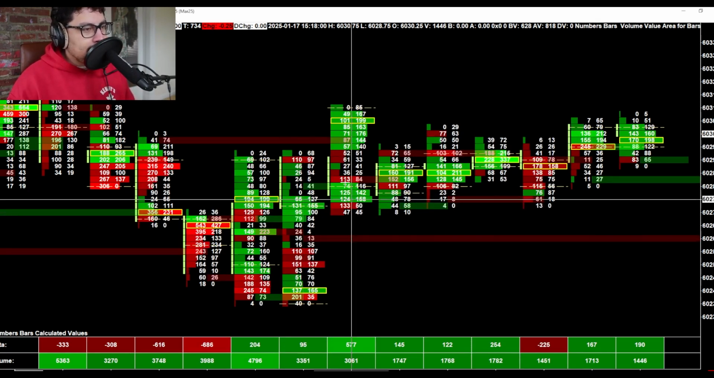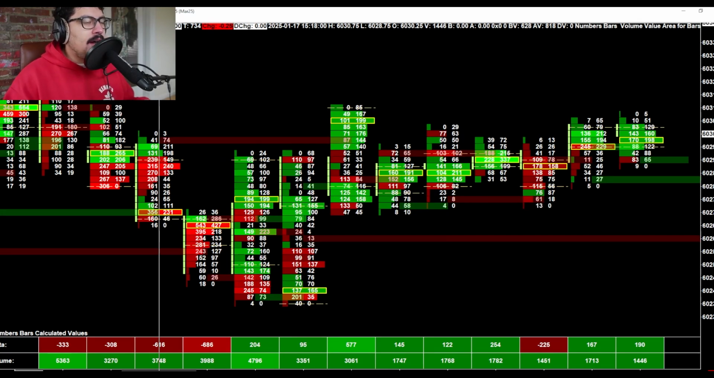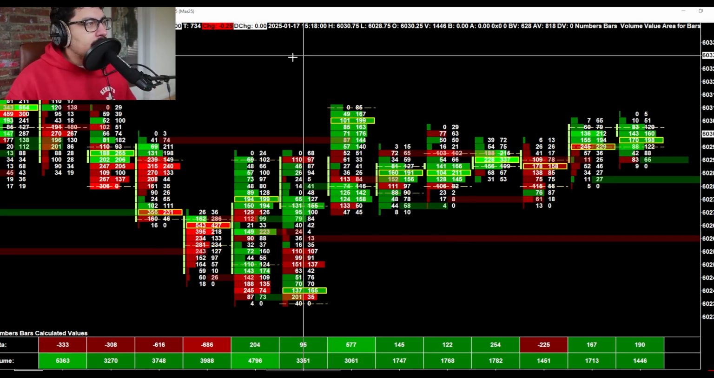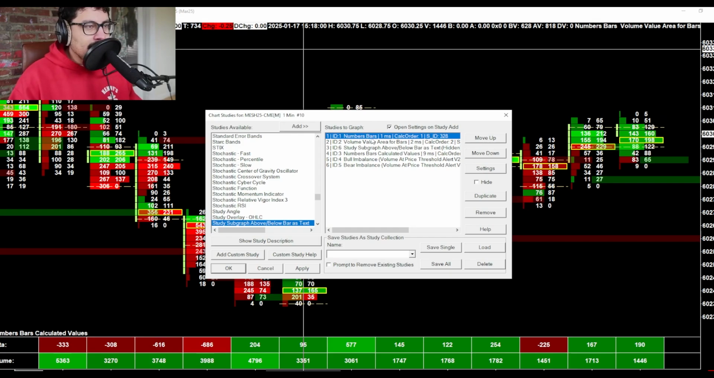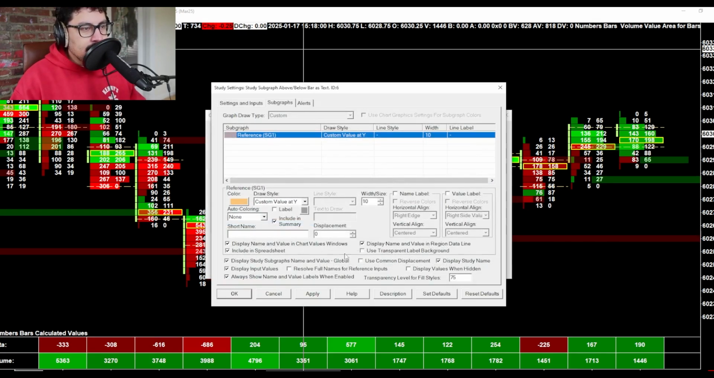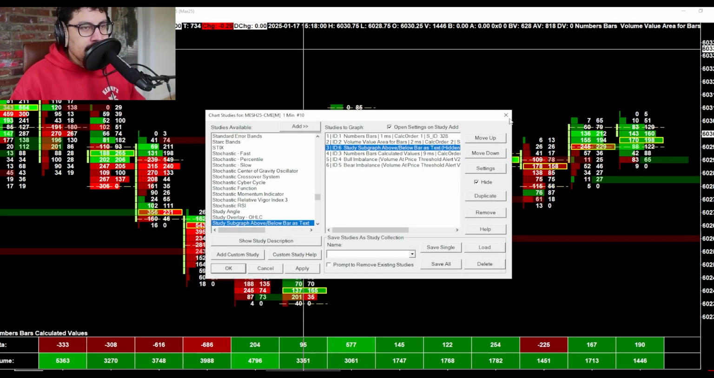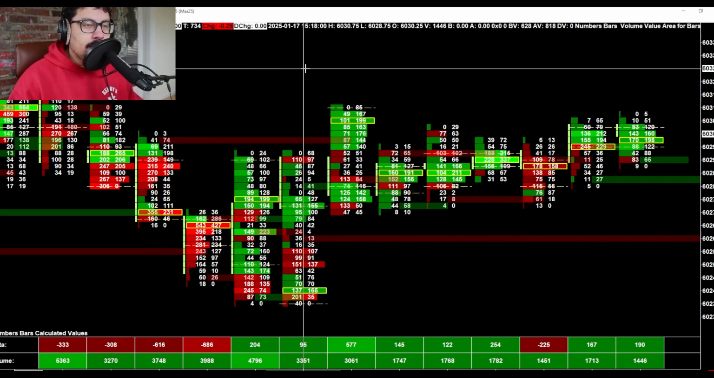I love how customizable Sierra Chart is. These are all my things. Does it look dated? Yes. But it kind of reminds me of the Warcraft 3 mod maker, so I kind of like that. A little bit of nostalgia there.